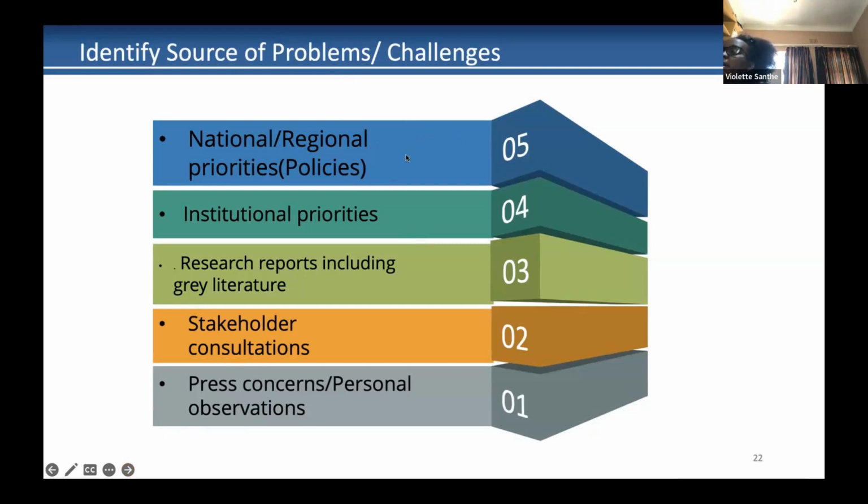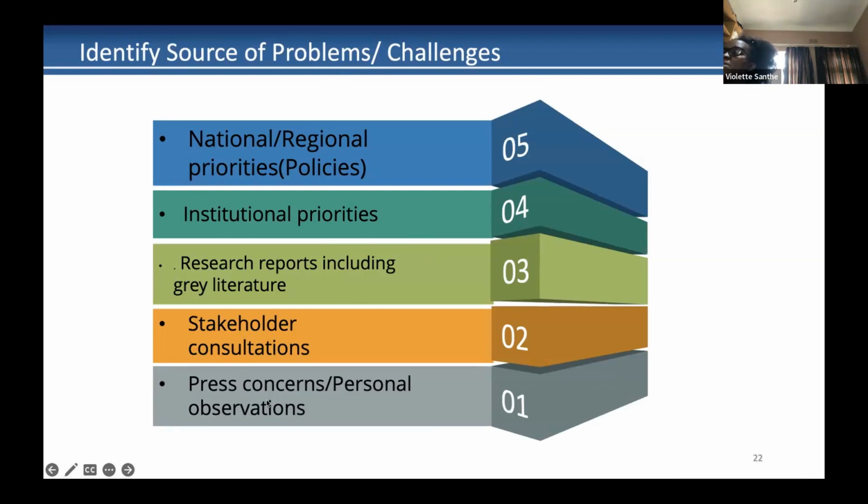So for instance, from the different countries we are coming from, we can look at national or regional priorities, policies. These national regional priorities are going to spell out these problems, these challenges. We can also look at institutional priorities. What are the institutional priorities for different countries? And then we can also look at research reports, including grey literature. In the research reports, you can have business opportunities and challenges which you can embark on. Something which has already been researched on is better than just picking up something you are not sure about whether it will work out or not.